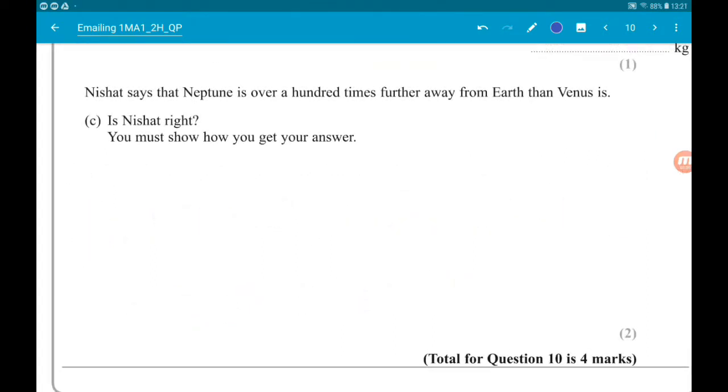Okay, then for part C, Nishat, great name, says that Neptune is over 100 times further away from Earth than Venus. Is Nishat correct? You must show how you get your answer. So, how do we work out how many times further away Neptune is than Venus? We divide.